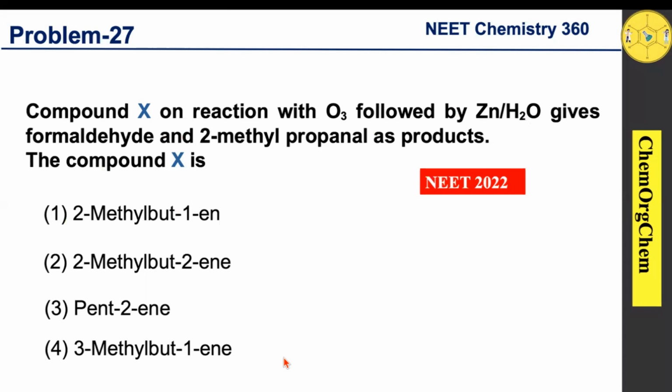In order to solve this type of question, first we should find the structure of compound X, then derive the name of compound X, and then compare it with the given names. This way we can easily solve this question. So let's move to the solution.